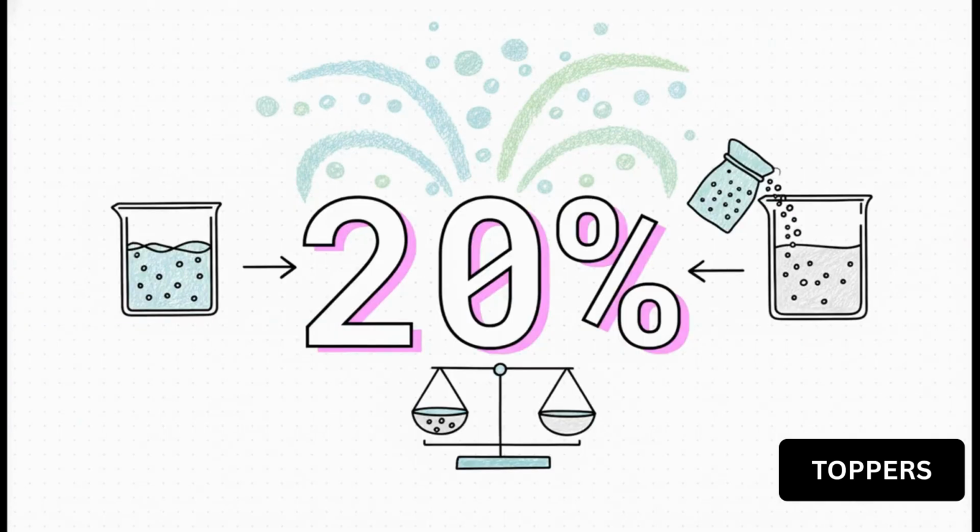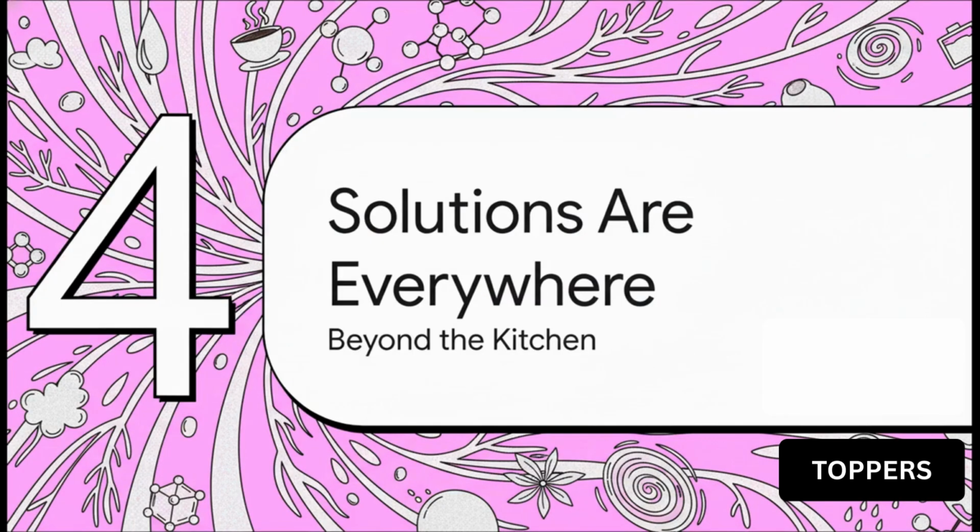So let's plug in the numbers. 100 grams divided by 500 grams, that gives you 0.2. Multiply that by 100 and boom, 20%. The concentration of our saltwater solution is 20% by mass. See? You just did some real chemistry. It's not so bad.